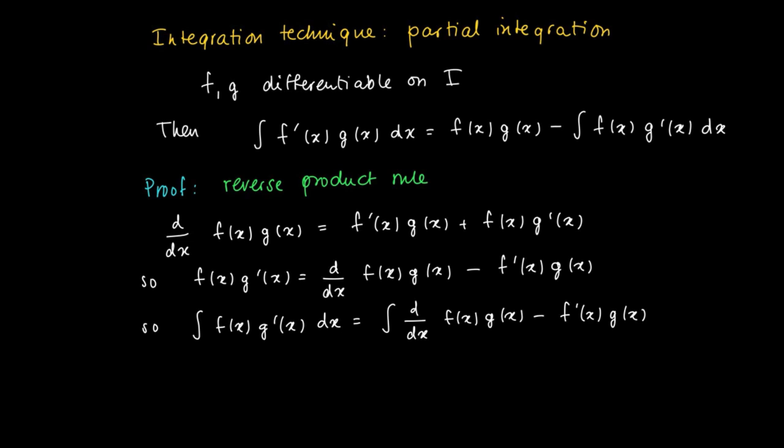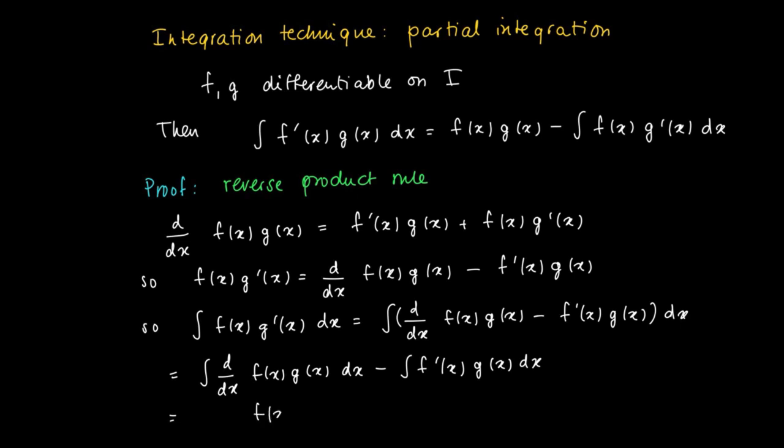We know that taking integrals is a linear operation, so we may write this right term on the right-hand side as the primitive of the derivative of f x g x, minus the primitive of f prime times g x dx. But if we take a derivative of a function and then look at a primitive, then of course the original function f x times g x is a primitive of the derivative. That's automatic. Minus, and we keep the integral of f prime g.